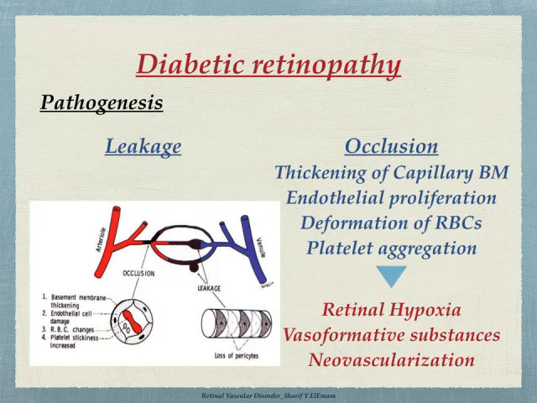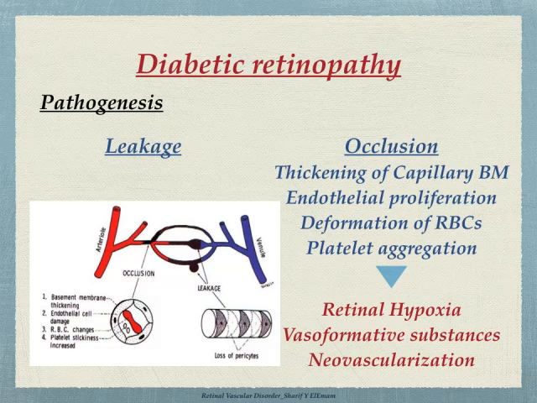The second pathogenesis, or the second way that diabetic retinopathy can affect the retina, is occlusion. So the first thing we said is that it can affect the retina by leakage. The second form is via occlusion, because thickening of the capillary basement membrane, endothelial proliferation, as well as deformation of the RBCs and platelet aggregation, all can lead to occlusion of the small blood vessels that supply blood to the retina. This will lead to retinal hypoxia.